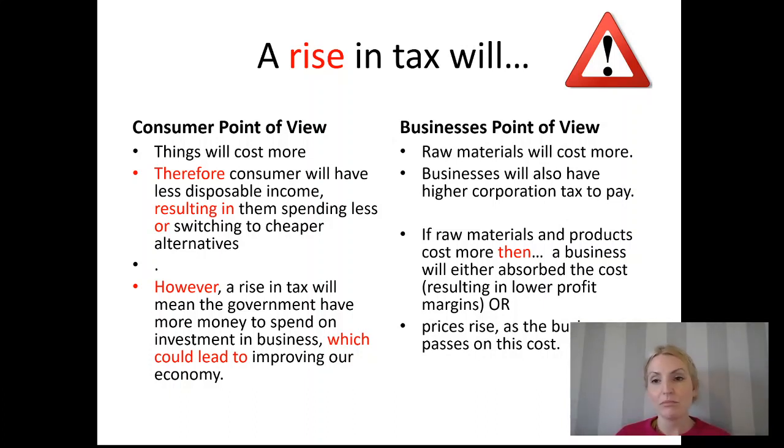From a business's point of view, raw materials are going to cost more if taxes rise. So if VAT rises and then they've got to buy products, it might even mean that corporation tax has increased. That means that they have to pay out more, which means profit margins will be lower. If raw materials cost more, then they've got two options. A business can absorb the cost, which means lower profits. Shareholders and stakeholders are not going to be happy because they're not going to get a return on investment.